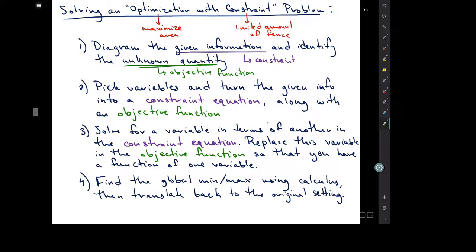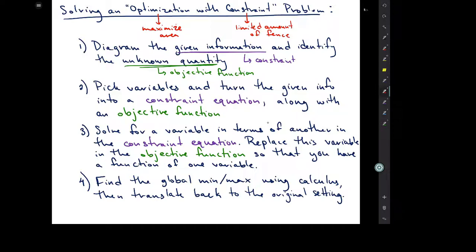Once you have your diagram and you've figured out what you're given and what you want to find, you want to pick variables and then turn that information into the explicit equations. You want to write down your constraint equation and you want to write down your objective function. The next step is to do this variable replacement. So we solve the constraint equation for one variable and plug that into the objective function, so that what we're left with is a function of one variable that we can then use calculus to find the global min or max. Now the last step of this problem is actually doing that calculus, finding our answer, and then translating it back to the original setting.